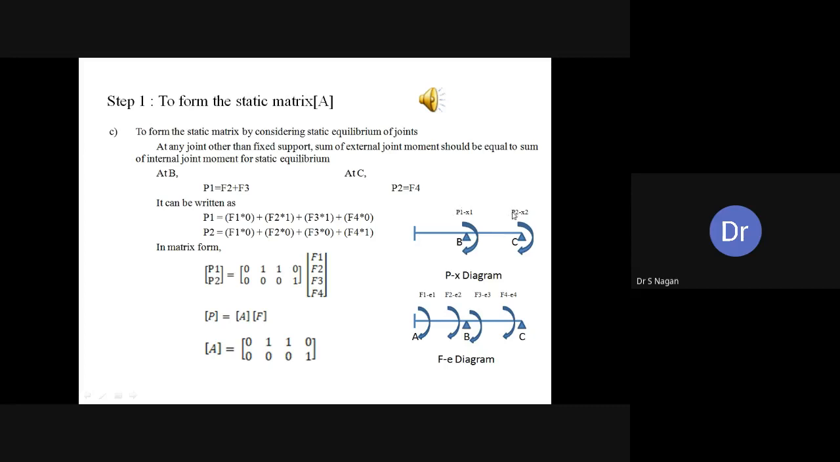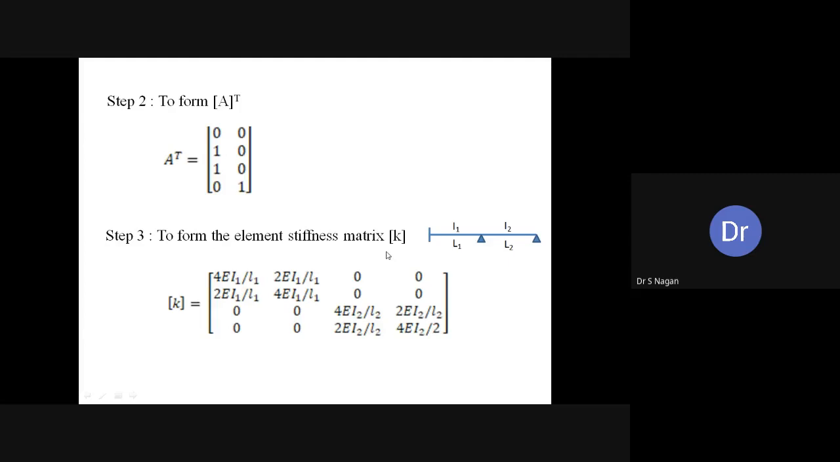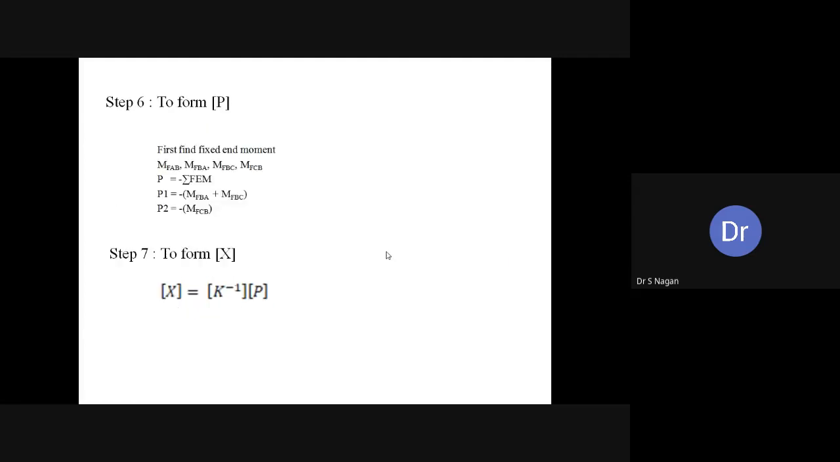Okay. Similarly, for P2, what is the fixed moment here? It is plus 16. So P2 is equal to minus of the sum of fixed moments, so minus 16. So you can find the values of P1 and P2 using this formula: minus of the sum of fixed end moments at any joint. For that, we need to have the fixed end moments at all the joints. So P1 equals minus of M of BA plus M of BC. P2 equals minus of M of CB.